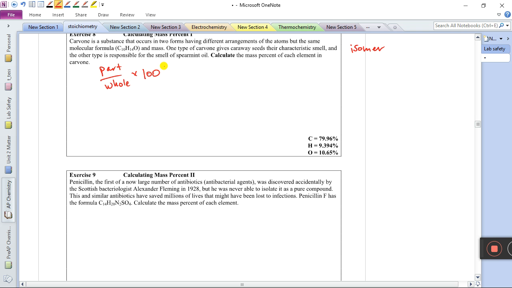Because one of those things, you've found percentages forever, but the last time you had to think about what that actually meant was a while ago. So part over whole times 100. We have to find it for each substance. We're just going to go ahead and find it for carbon. The rest of them will work the same.